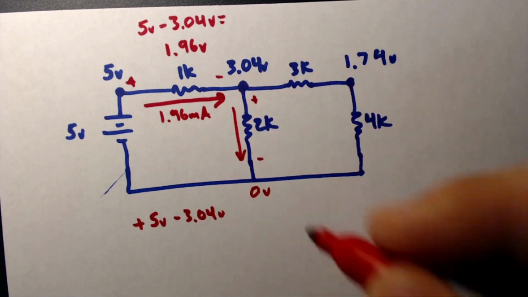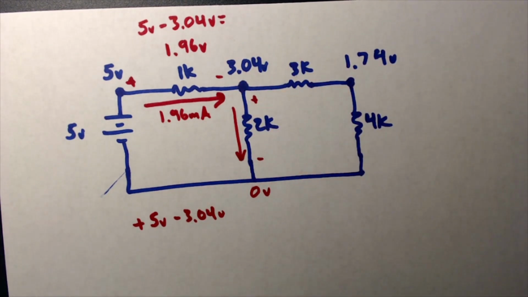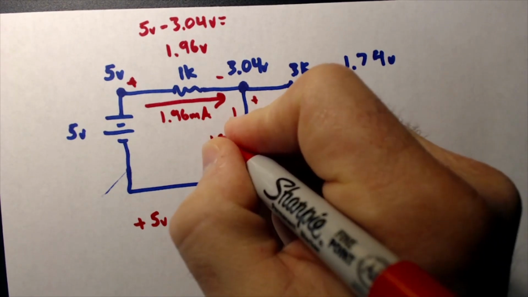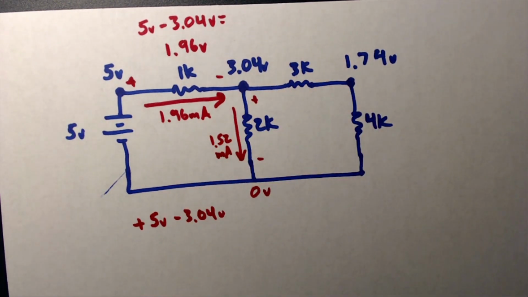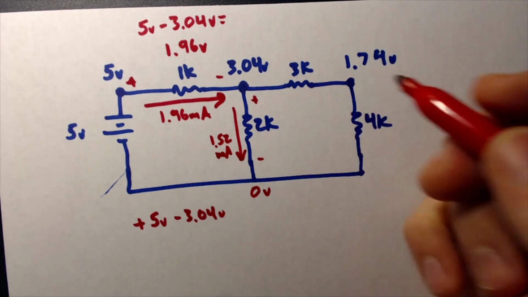Okay, so 3.04 divided by 2K gives us 1.52 milliamps. Okay, let's go ahead and look at this 3K over here.